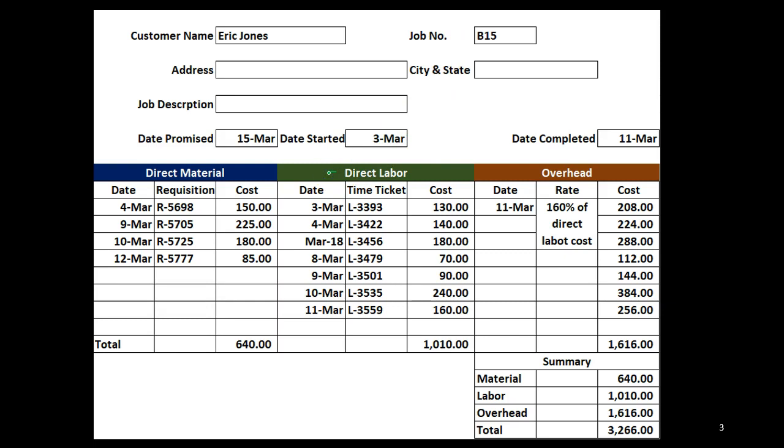So these time tickets are going to help us then to track the labor. If we're working a big construction job or something like that, we might have multiple time tickets that we're going to have to track, and we're going to have to apply them to these job sheets.